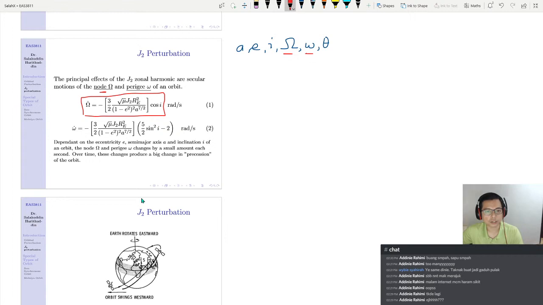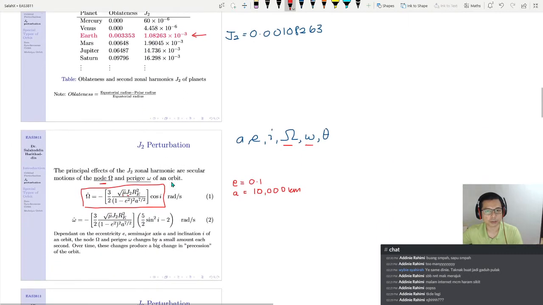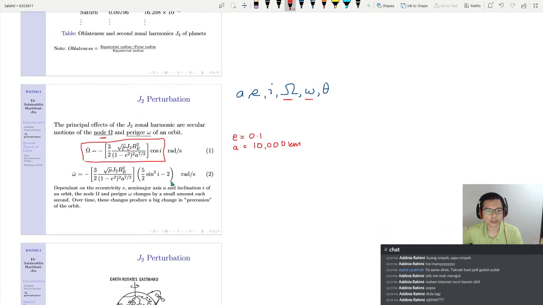Okay, so you have to put all this value here. Let's say your orbit is an elliptical orbit with eccentricity 0.1 and semi-major axis, maybe 10,000 kilometers, for example. And you know what mu is. We know what J2 is just now. It was already given here: 1.08263 times 10 to the power minus 3, and also the radius of Earth.